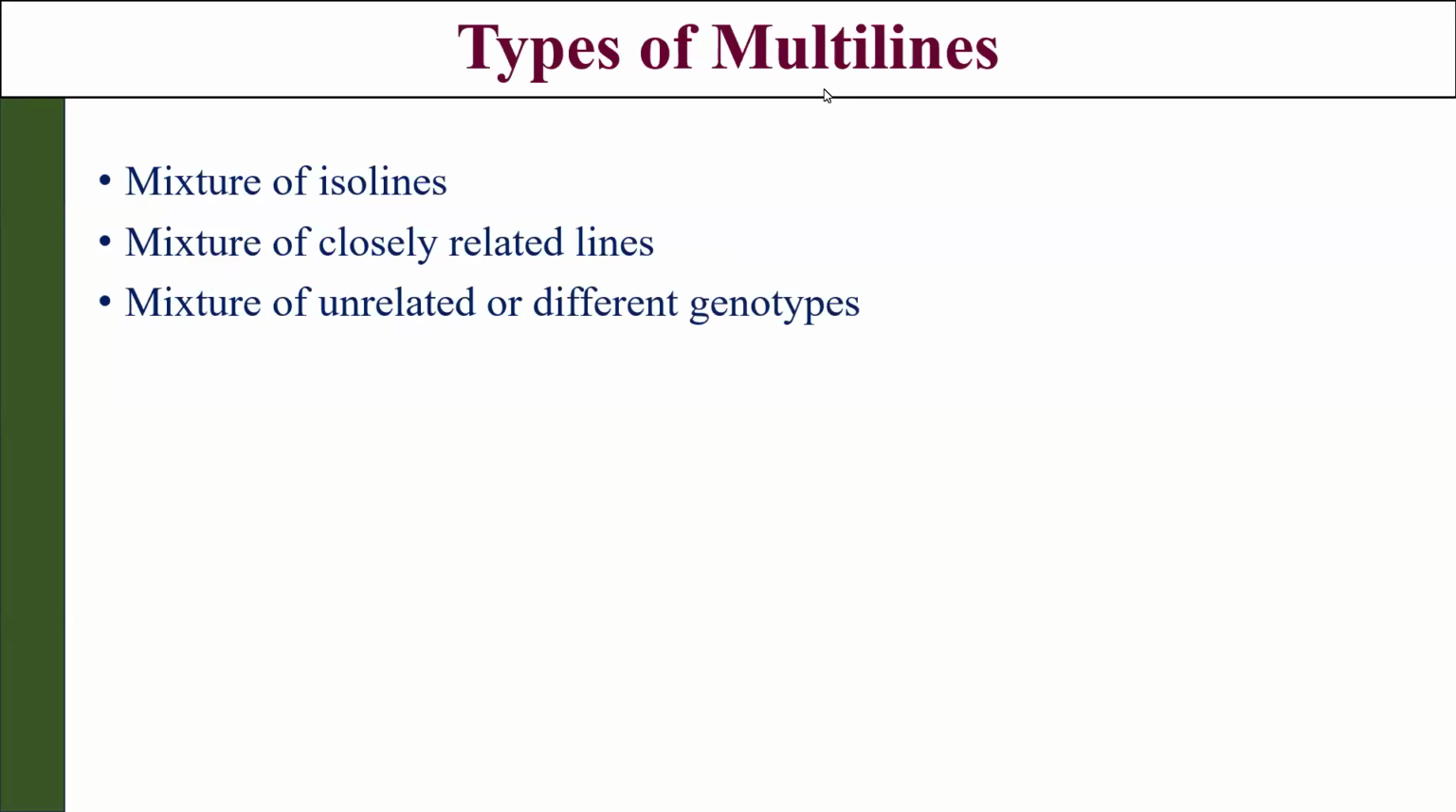Then what are the different types of multilines present? Either you can develop multilines by a mixture of several isogenic lines, or you can develop the multilines by mixing closely related lines, or you can use unrelated different genotypes to develop the multilines.